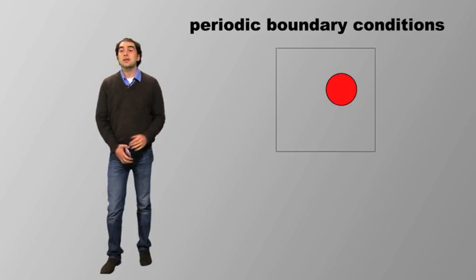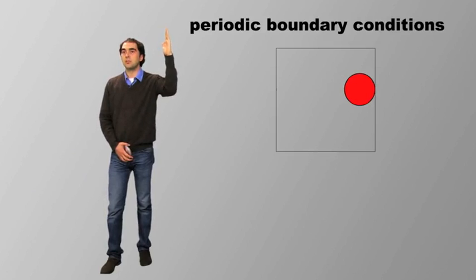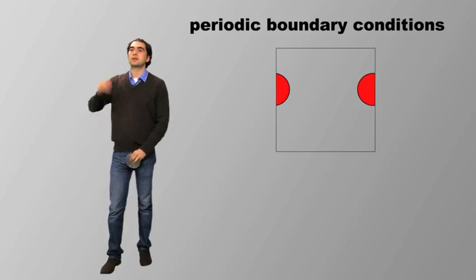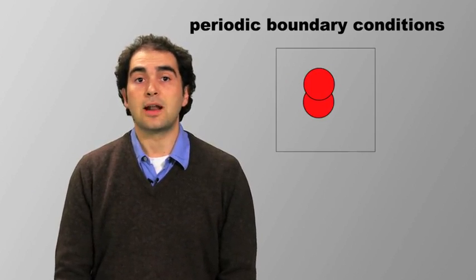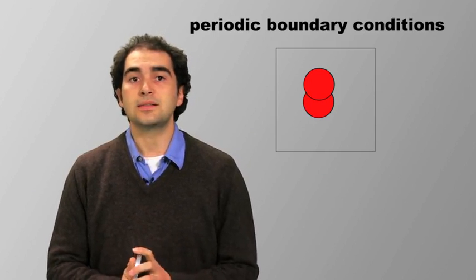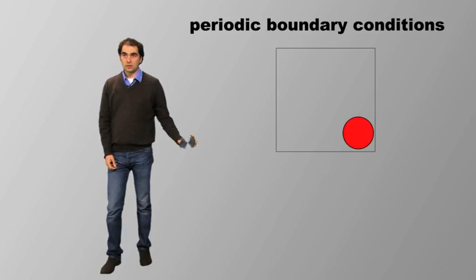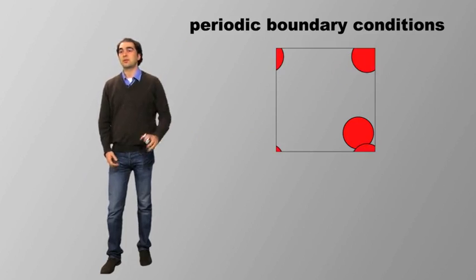Let's move to direct sampling of hard disks with periodic boundary conditions. As you can see here, when a disk is close to the right-hand side of the box, it will appear also on the left-hand side of the box. If you have 2 disks, they overlap not only if they are close together, but also if, for example, one disk is on the lower right corner and the other disk is in the upper right corner. In a system with periodic boundary conditions, walls play no role.